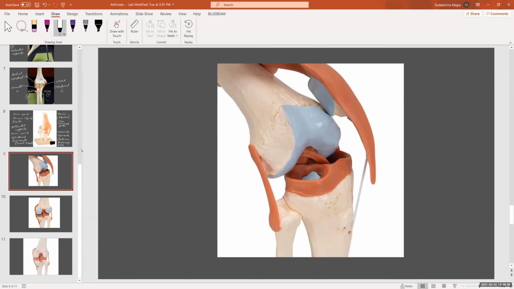So let's take a look at those. First thing, identify the tibia. On the tibia, you can see the tibial tuberosity. This is an anterior view, anterior aspect. How do I know it's the anterior aspect? Of course, we can see the tibial tuberosity.